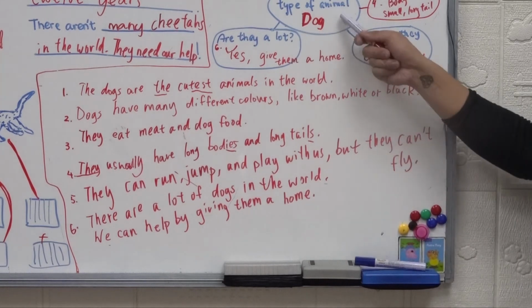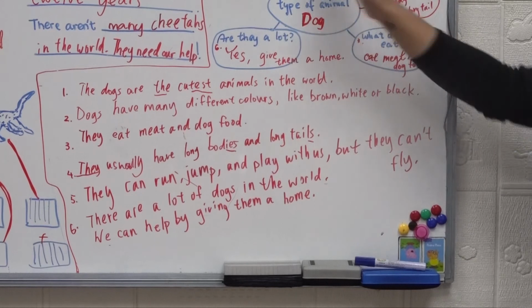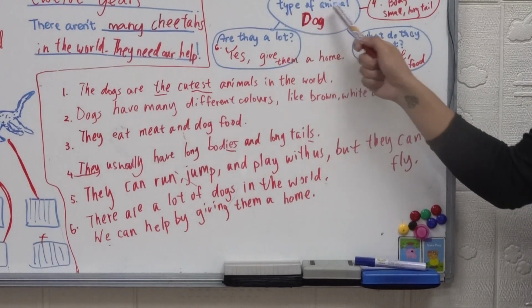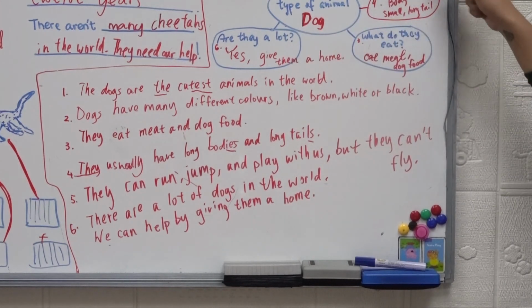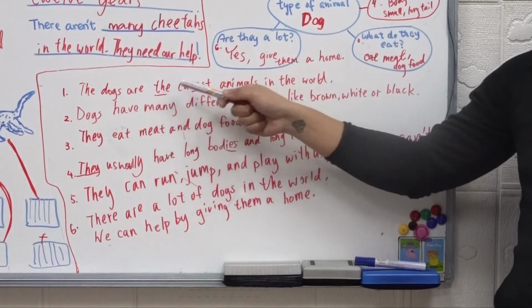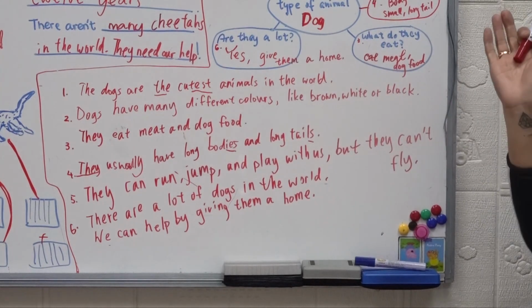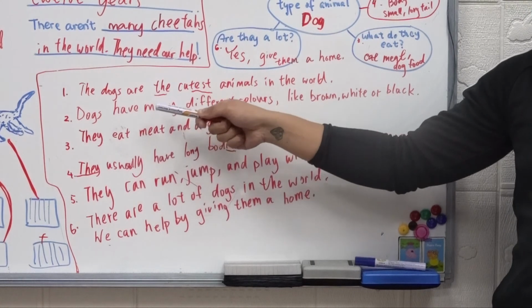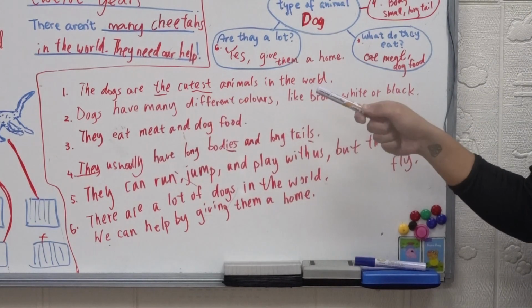For example, if you write about elephant, right? So in this mind map, okay, you can draw this somewhere else. You can draw this on a piece of paper to help you, okay? Type of animal, maybe you can say elephant, right? And what color is an elephant? Color gray, right? So the elephants are the, maybe you can say, funniest animals in the world. Why? Because they have big ears and long nose, right? Elephants are gray in color, okay?